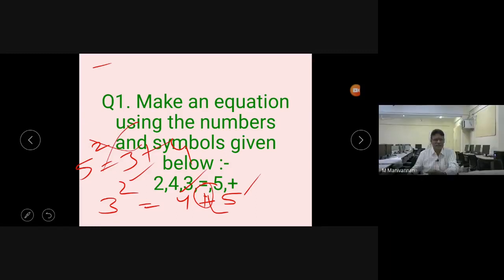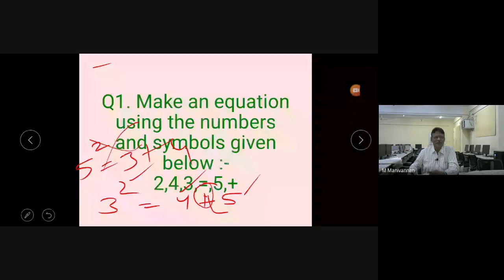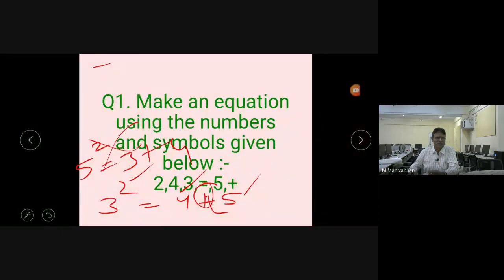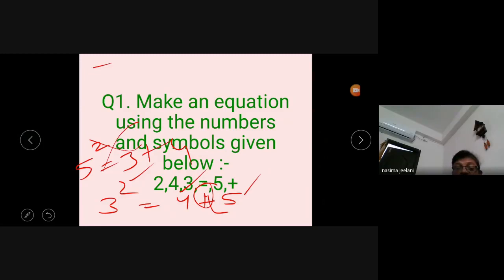So there must be at least one restricted condition. The condition is that one number is used only once, sir. We can't use 5 square minus 4 square equal to 3, sir. So in that way, for 3 square, we can write 5 square minus 4 square also. Am I correct? Yes, 3 square is equal to 5 square minus 4 square. No, sir. 3 square plus 4 square is 5 square.